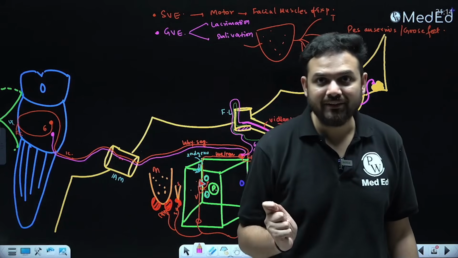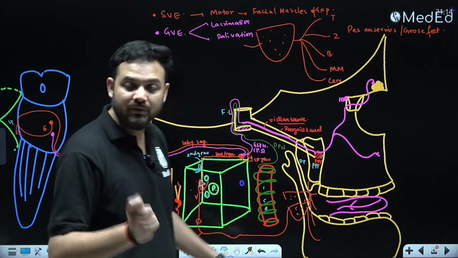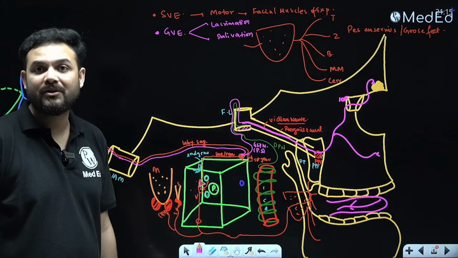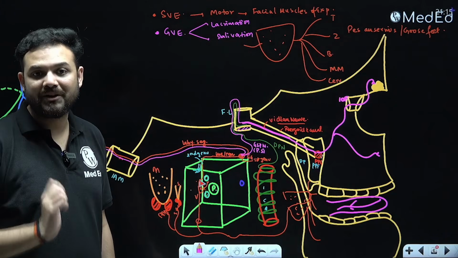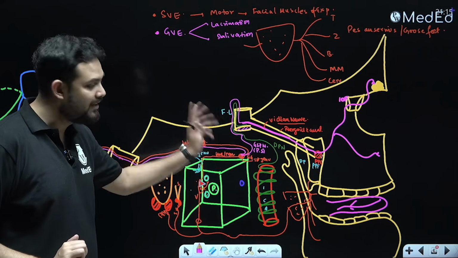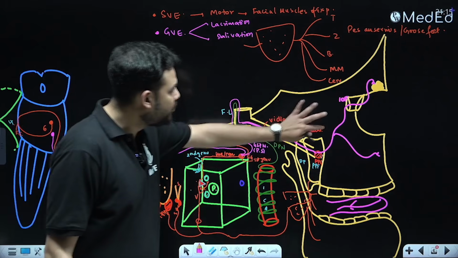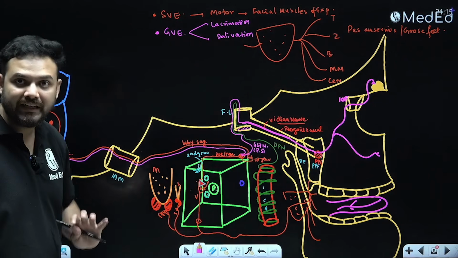Did you guys understand, right? What is the lacrimation process? You will be asked that lacrimation is produced by which branch of the facial nerve? You have to answer it is because of GSPN, or the greater superficial petrosal nerve, which is a branch given off at the level of the geniculate ganglion. Okay, fine. This finishes our lacrimation pathway for GVE, right?